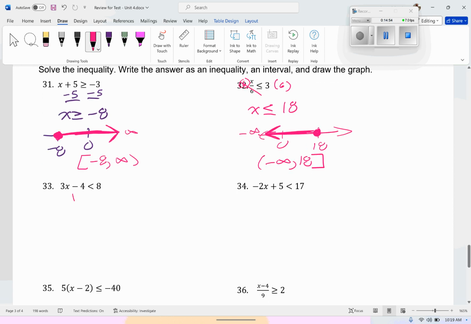Number 33, I'm going to add 4 to both sides first. Those cancel, so I get 3x is less than 12. Divide each side by 3. Those cancel. x is less than 4.